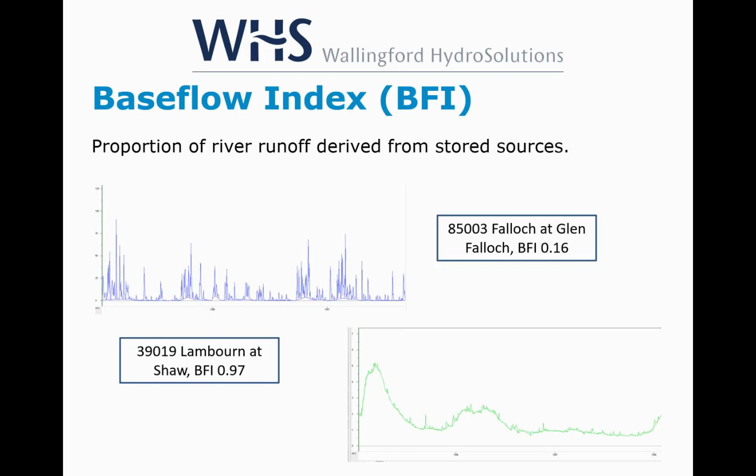So I've got two extreme examples here. One is the Falloch at Glenfalloch, which has got a BFI of 0.16, and the other is the Lambourn at Shaw, which has got a BFI of 0.97. So the Falloch at Glenfalloch is an extremely flashy catchment with a low base flow index, whereas the Lambourn at Shaw is a chalky catchment with a lot of groundwater flow within the catchment.